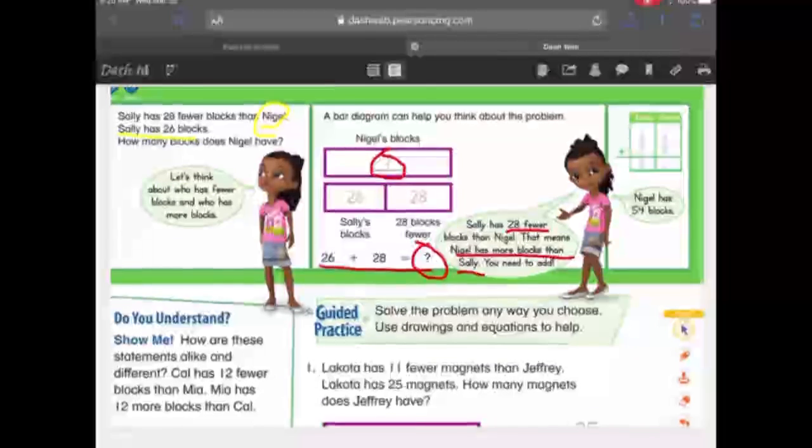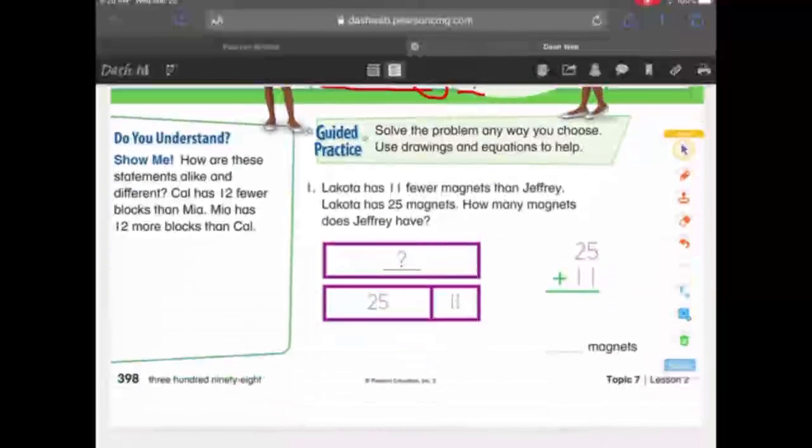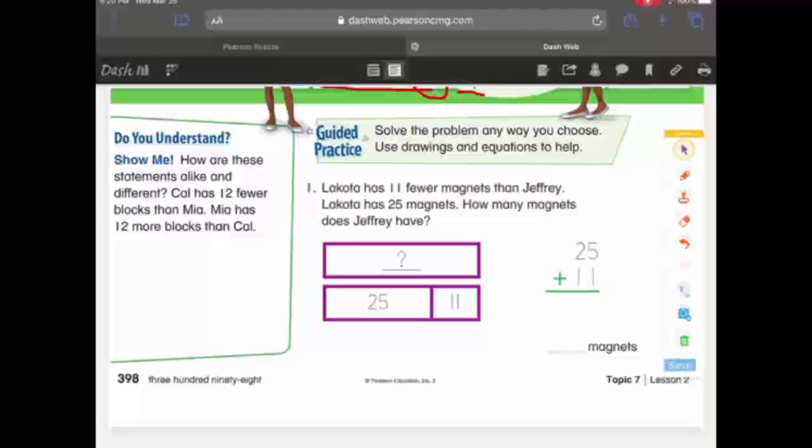Let's go ahead and look at guided practice now. Go ahead and do you understand on your own, and then let's go on to guided practice. So for guided practice, we're going to solve the problem using any way we choose. That means we can pick bar diagram, we can pick equation, you could use drawings and equations to help you. Lakota has 11 fewer magnets than Jeffrey. Lakota has 25 magnets. How many magnets does Jeffrey have?